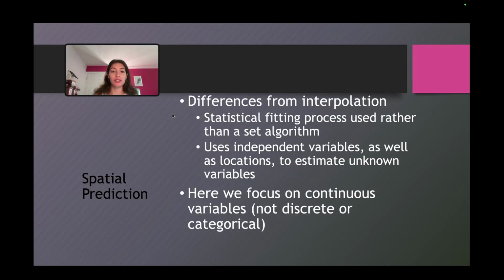Spatial prediction looks at differences from interpolation. It's a statistical fitting process that's used rather than a set algorithm. So this is statistics versus an algorithm. It's going to use independent variables as well as the locations to try to estimate unknown variables. So here we're going to focus on continuous variables instead of discrete or categorical.